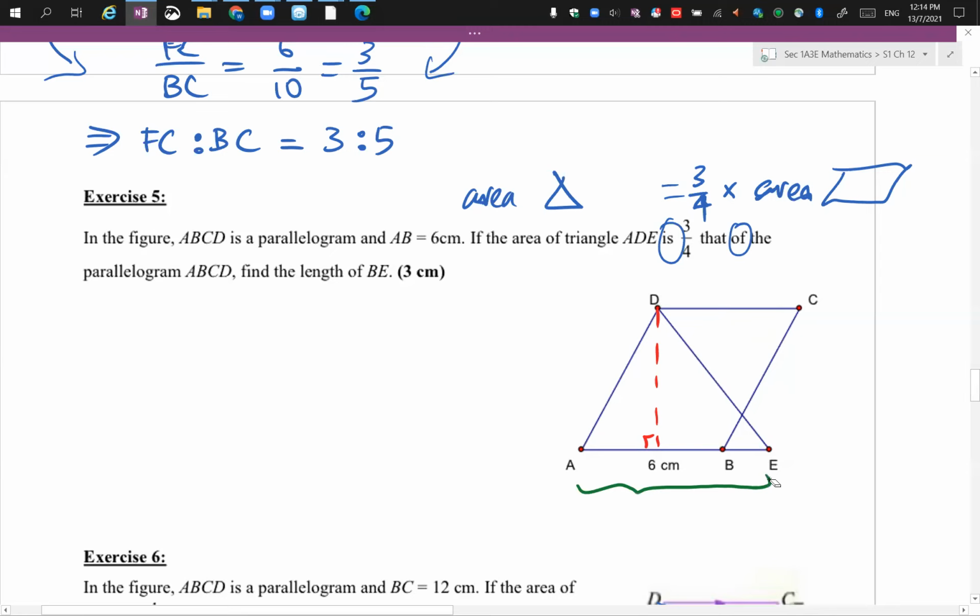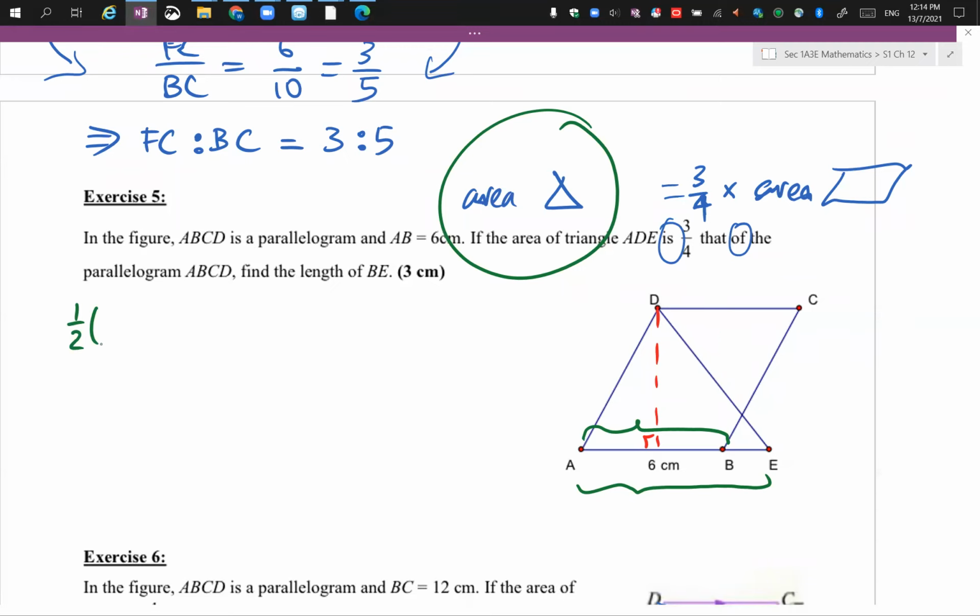Now we have this information already. I can now write down an expression. I didn't say find the area of a triangle, but I can write down an expression for the area of the triangle. Then I just continue, equal to 3/4 times the expression for the area of the parallelogram, and I see what happens from there. So let's start. Area of triangle, half times base. The base for the triangle with that common perpendicular height is AE.